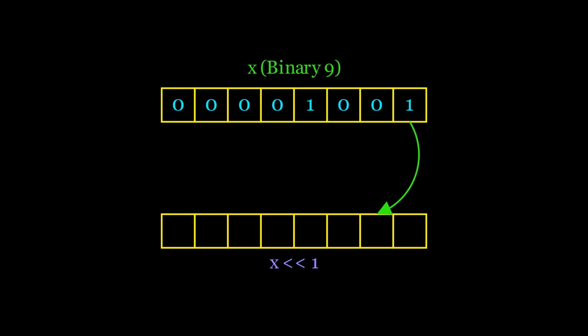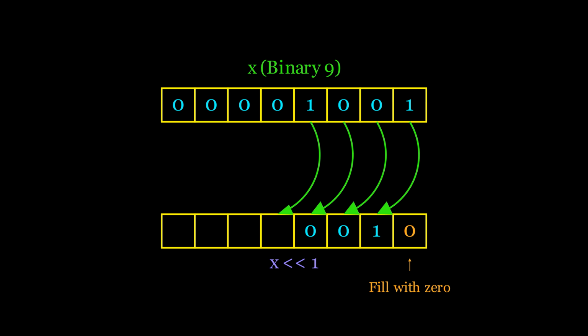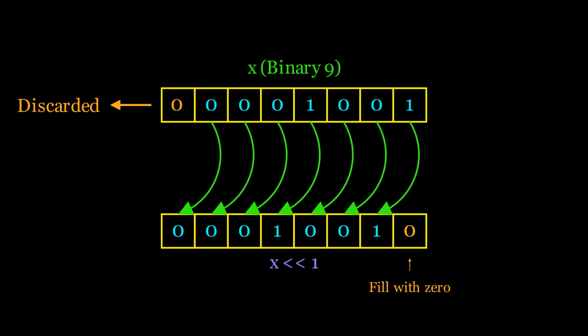The operation x << 1 shifts every bit in the variable x one position to the left. When this shift occurs, the vacancy created at the rightmost position is automatically filled with a 0. Every bit then advances to the next higher power, from the first position to the second to the third, and so on. Consequently, the original leftmost bit is pushed beyond the memory boundary and is discarded.